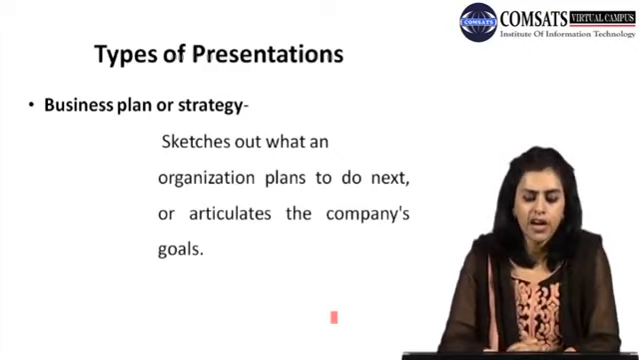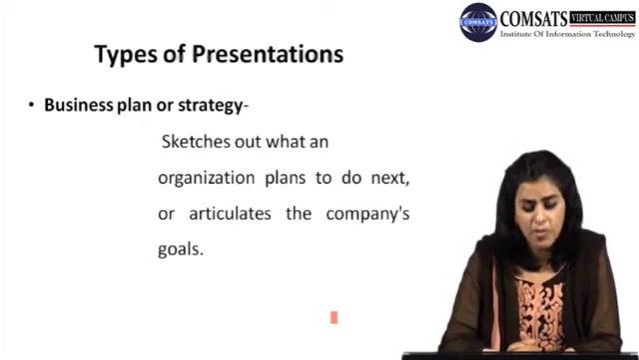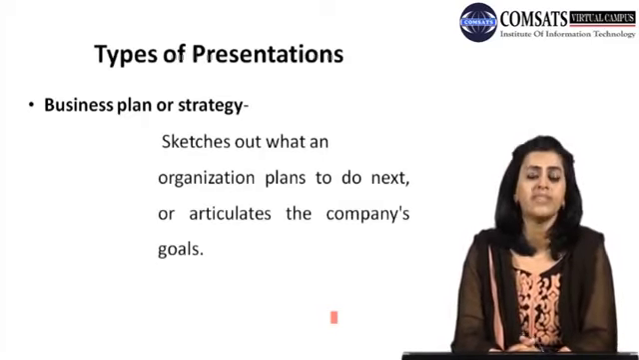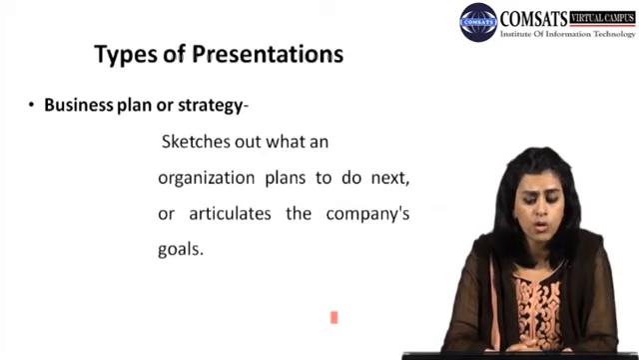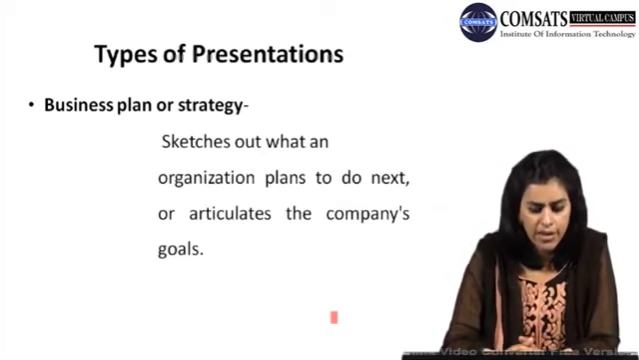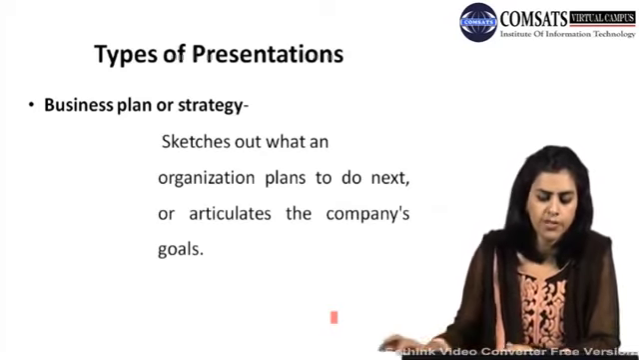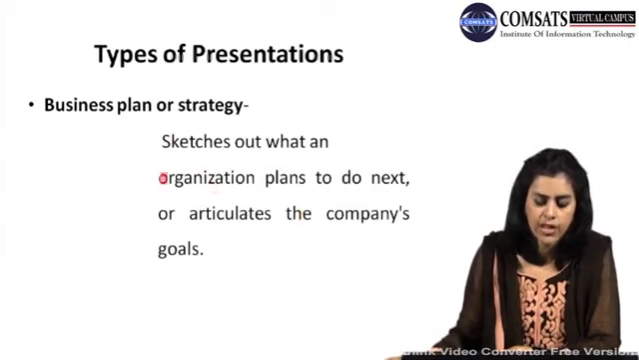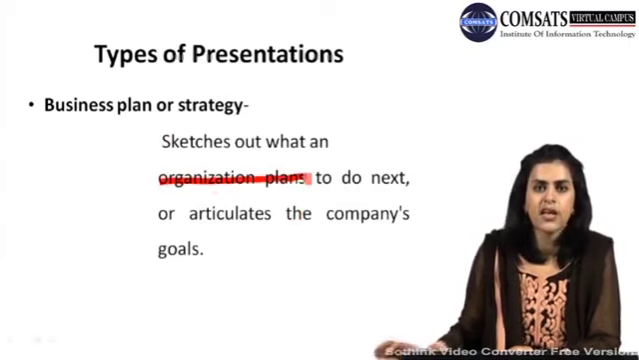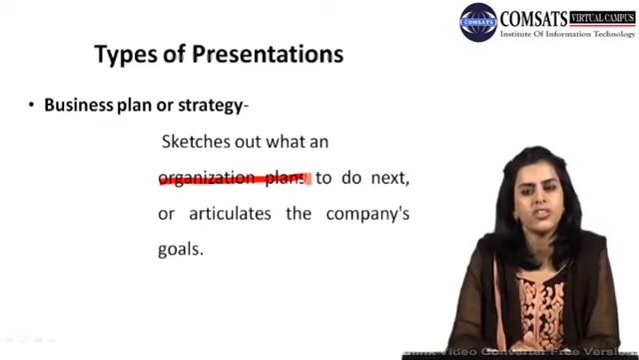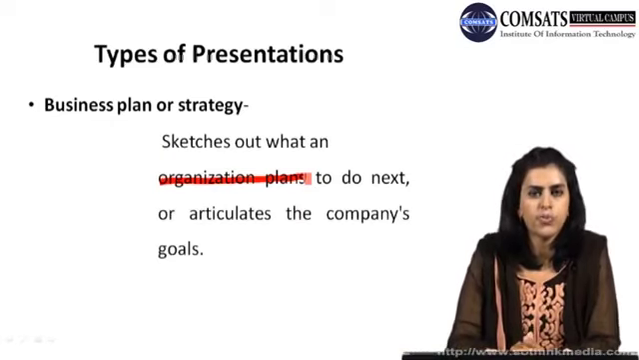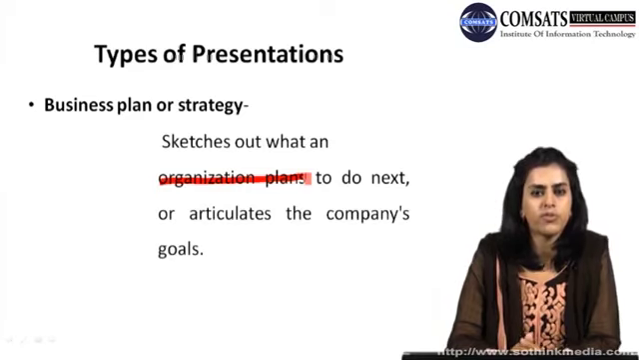To move on, we are to discuss another type, that is business plan or strategy. Now, business planning or strategy sketches out what an organization plans to do next or articulates the company goals. So it usually has something to do with plans. Maybe a company has launched a new product, or maybe company A is supposed to report to company B, or maybe the company manager is supposed to deliver a presentation of the future plans.